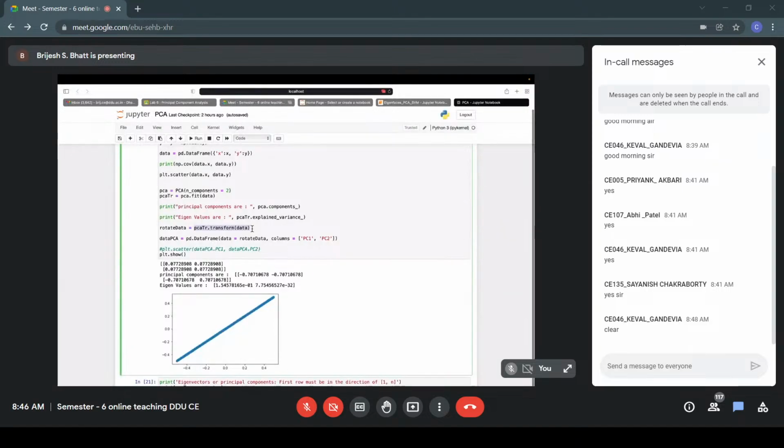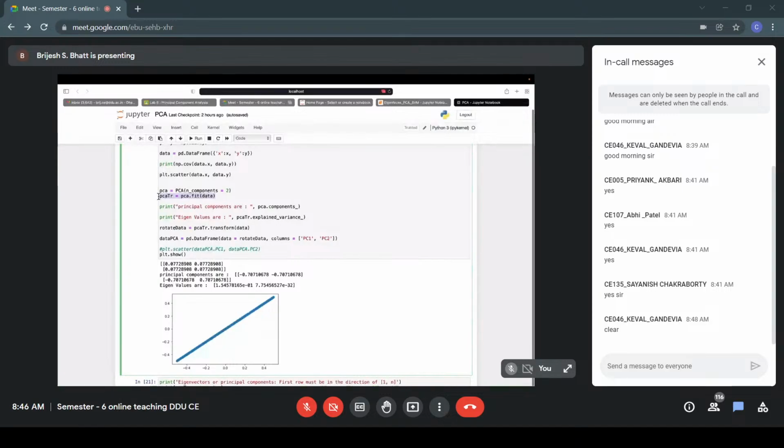So what we have done is, first we have trained the principal components to find out PCA principal component. Here we are looking for two principal components: PCA is equal to PCA, n_components equal to 2. Then, as usual, like all other scikit-learn functions, PCA.fit. It will learn the principal components from the data.